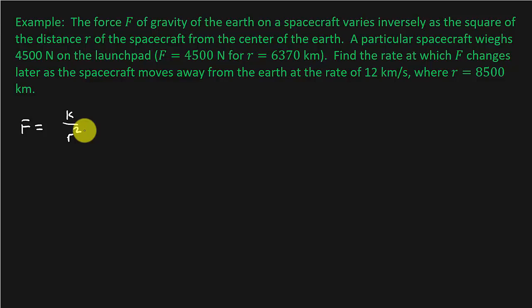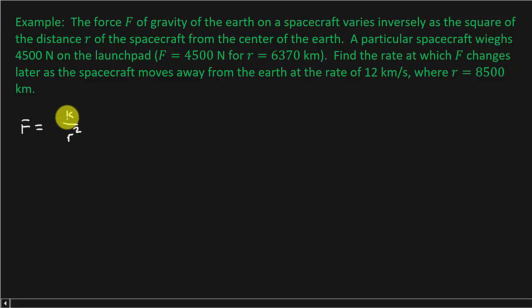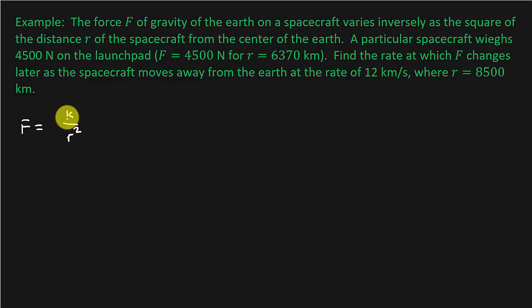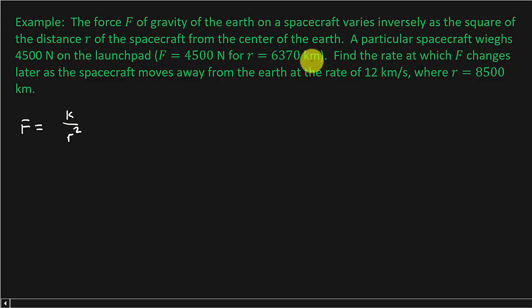Now, if you recall from problems like this that vary inversely, what do we need to do? We need to figure out what K is. K is some number, it's a constant. Well, how do we do that? Well, that's this information right here. It's telling us that F is equal to 4,500 when r is 6,370. We know F, we know r, and we can solve for K.